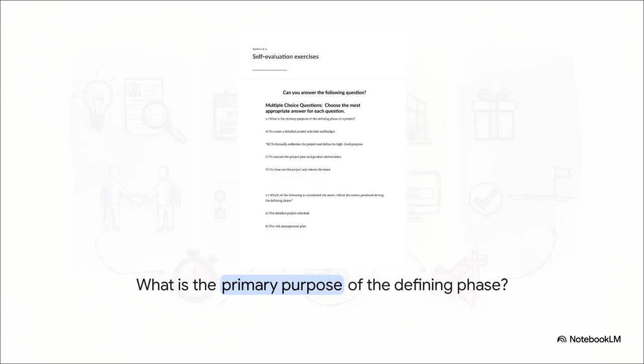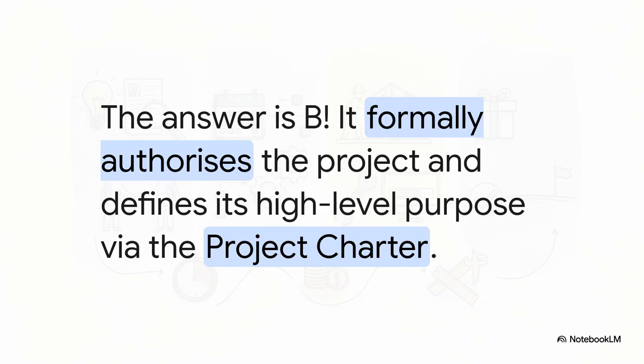Okay, time for a quick knowledge check to make sure this is actually sinking in. Take a look at this multiple choice question straight from your practice material. It asks, what is the primary purpose of the defining phase of a project? Is it to create a budget, to formally authorize the project, to execute the plan, or to close out the project? So, the crucial takeaway here? The answer is B. The defining phase is absolutely all about formal authorization. You are justifying the project's existence and getting that project charter signed before you spend a single cent of the organization's money. Lock that in your brain.